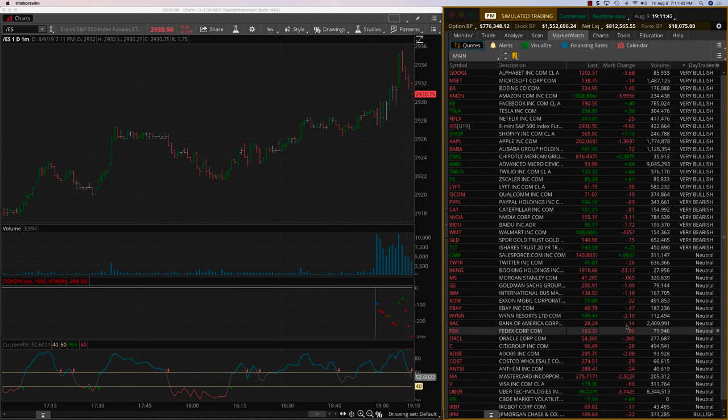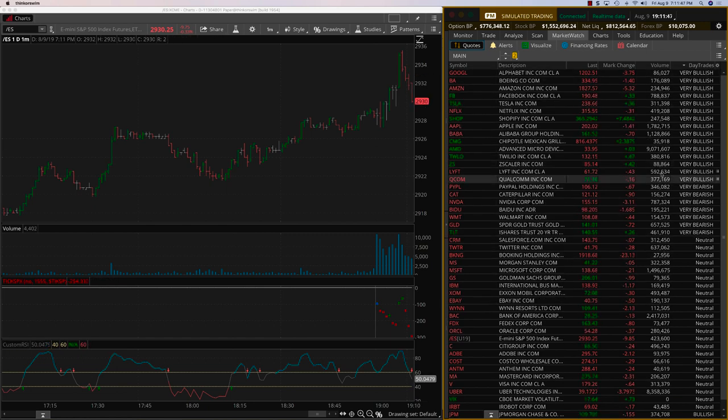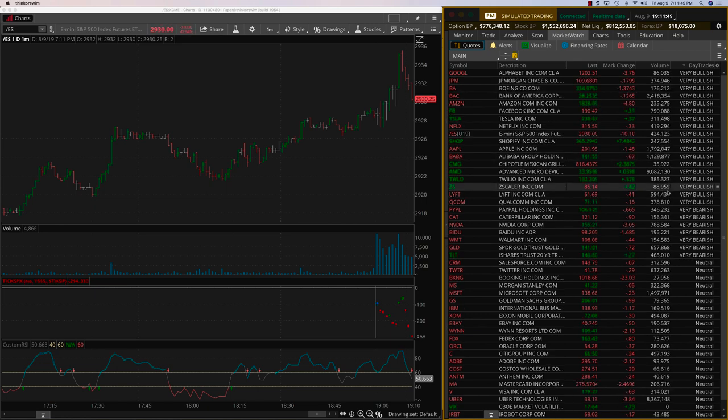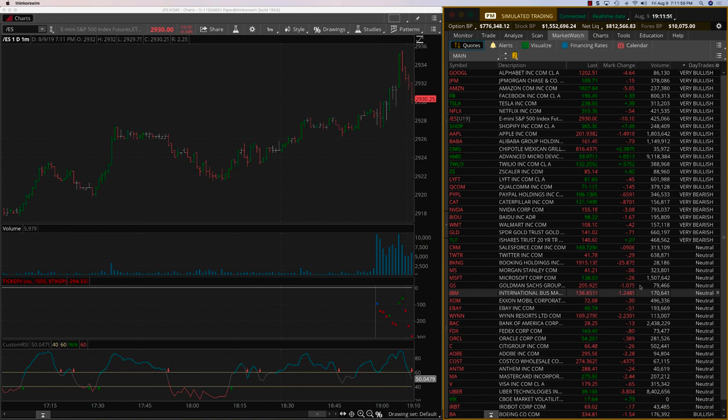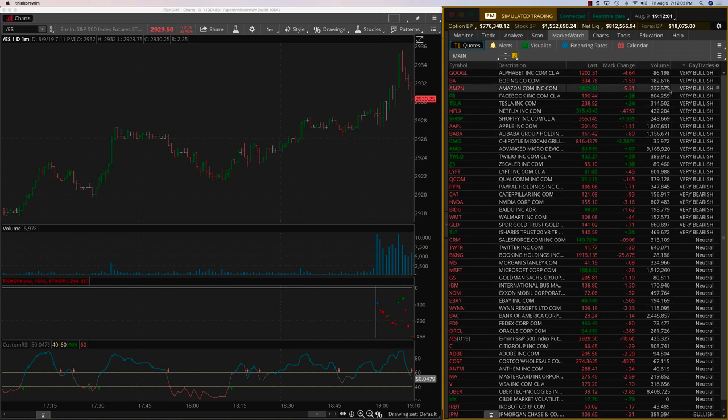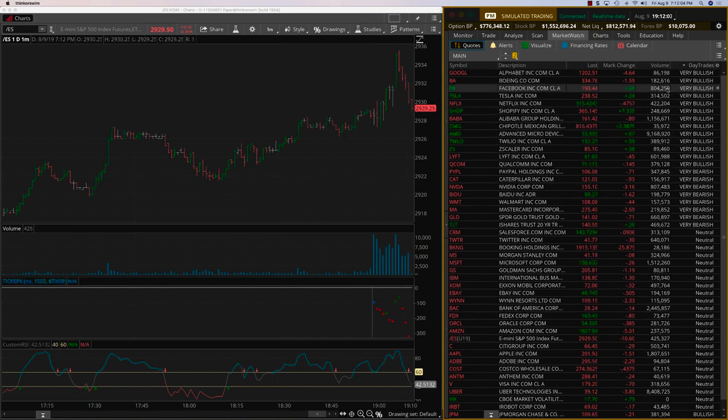Now you should see the very bullish coming down, and you should see the very bearish moving up, and that's also giving you a sense of the breadth of the market. This is not the full SPX, just the main stocks, all the big stocks that I've listed here, but they're a fairly decent representation of the overall market.